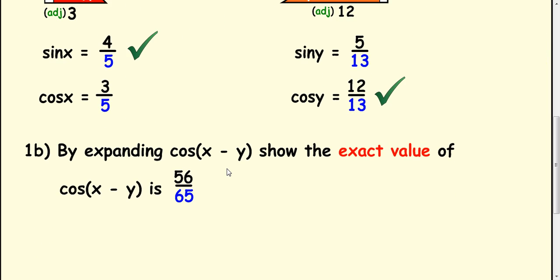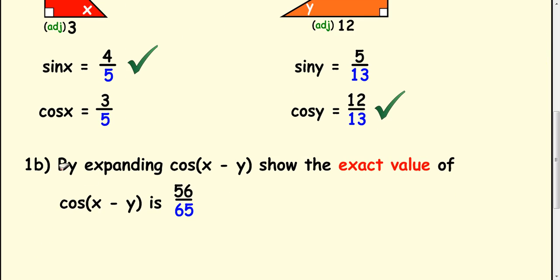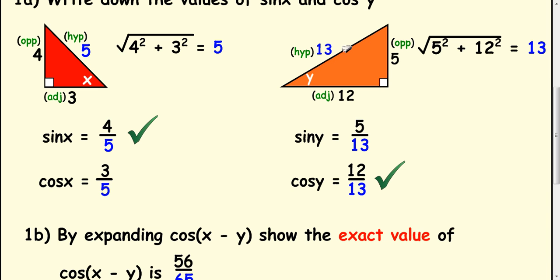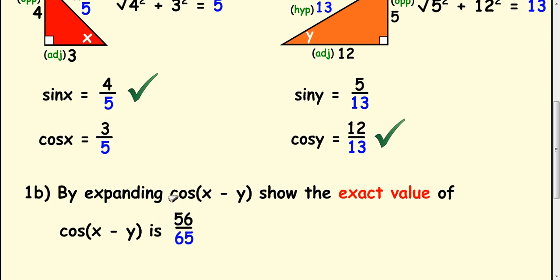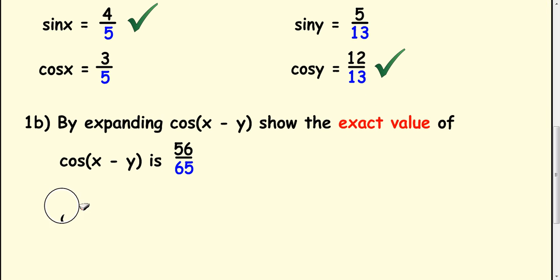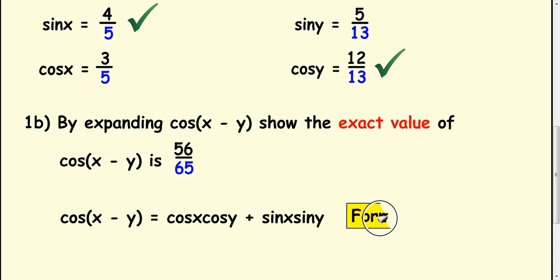So in the second part of this type of question, we have to expand cos(x - y). And quite often when you do this kind of triangle work, you'll have to expand using the addition formulae. So we've got to show that cos(x - y) is equal to 56 over 65. So if you expand this, you get cos cos, sin sin with a plus in the middle. So there we have it from the formula sheet. Again, I just know this and you can learn it as well, but you can look at the formula sheet if you can't remember it.